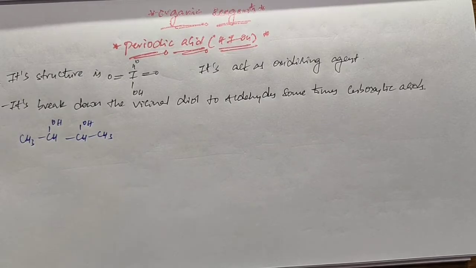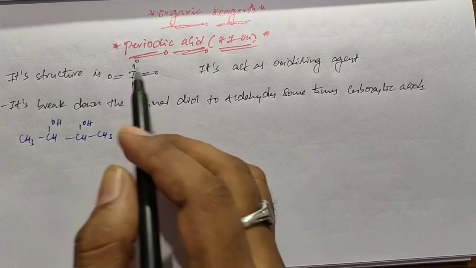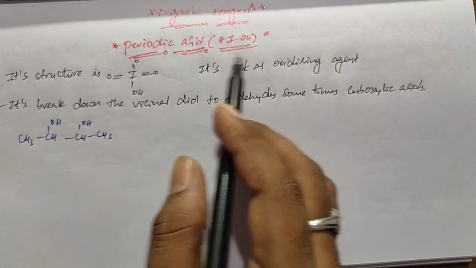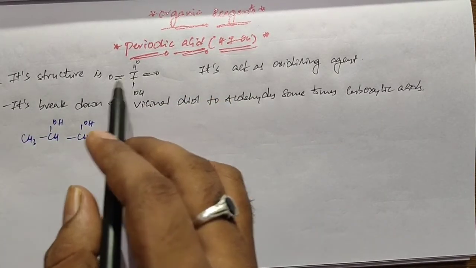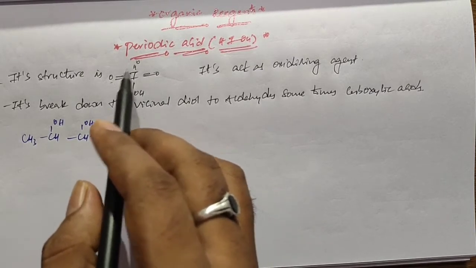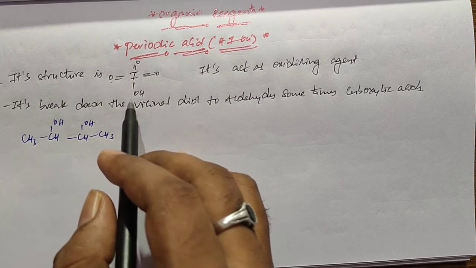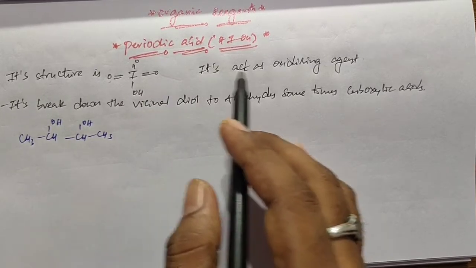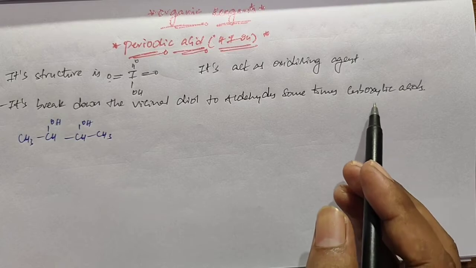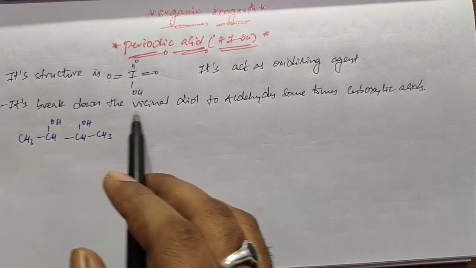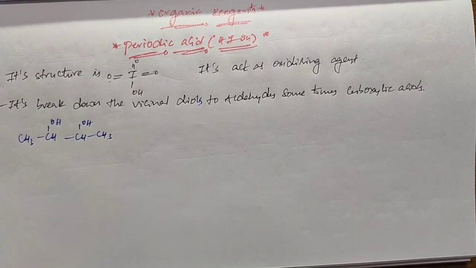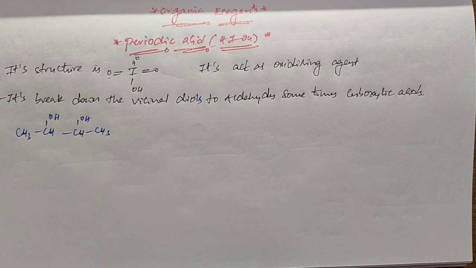So before going to the examples, the next organic reagent is periodic acid, represented by HIO4. Its structure looks like the iodine is connected to 3 oxygens by double bonds, so totally 6 valencies are satisfied, and the 7th valency is satisfied by the hydroxyl group. Periodic acid acts as an oxidizing agent and can be used to break down vicinal diols to aldehydes. In very rare cases, it can be converted to carboxylic acid also. Next, we will see the examples one by one.